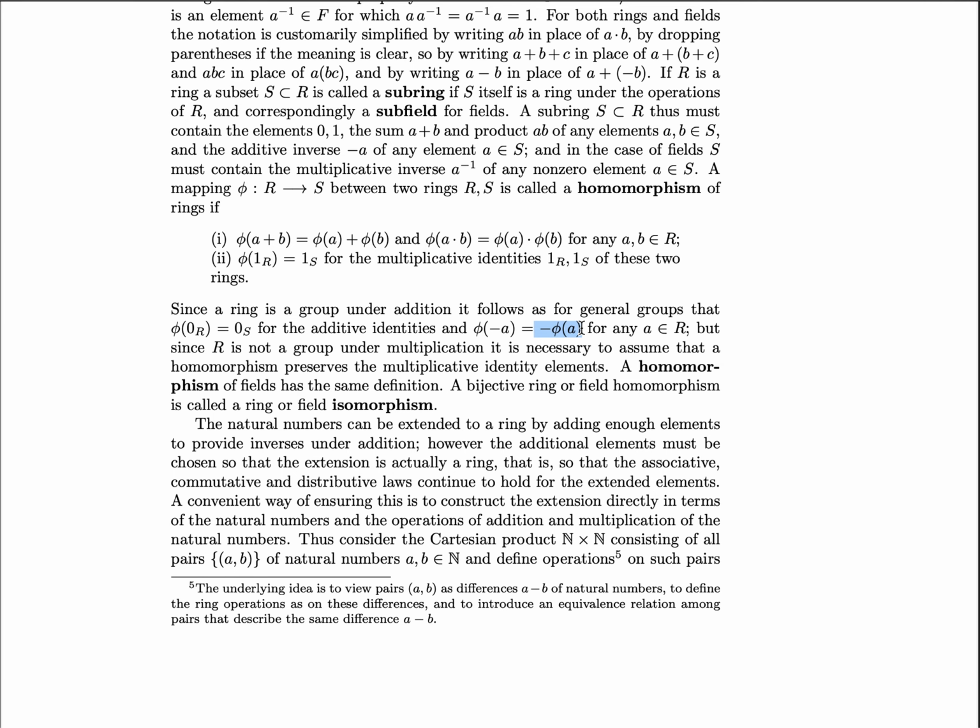Like we did with groups, a bijective ring or field homomorphism is called a ring or field isomorphism. That is, if two rings have a homomorphism between them that is also a bijection, then we say those rings are isomorphic. Or if we have two fields with a homomorphism between them that is a bijection, then we say those fields are isomorphic. With that, we're going to carry on next time with extending the natural numbers into more complex algebraic structures. Thank you.